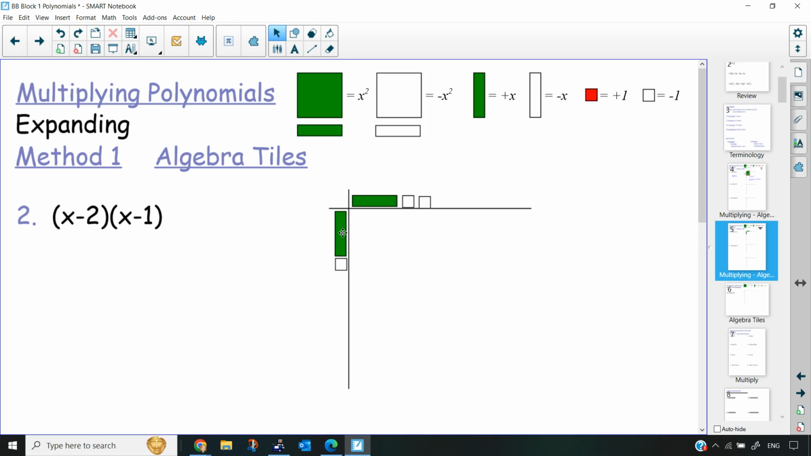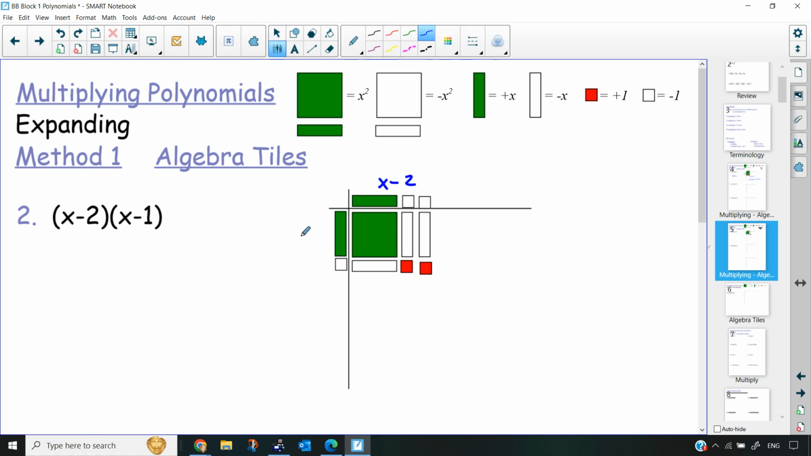When I multiply again, x times x will give me x squared. Positive 1x times negative 1x will give me a negative. Again, x times negative 1 is negative 1x. Negative 1 times positive x is negative x. And negative 1 times negative 1 is positive 1. Again, notice that I'm filling in that rectangle. So my factors would be x minus 2 and x minus 1.